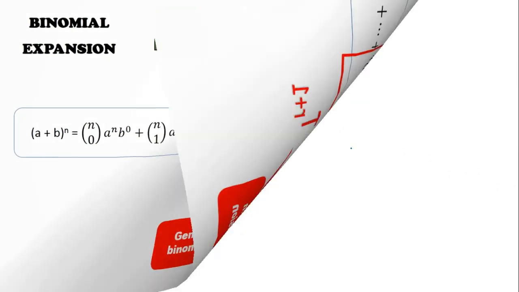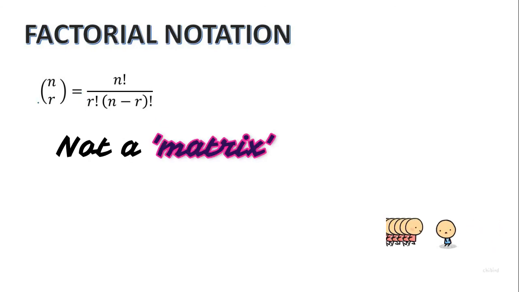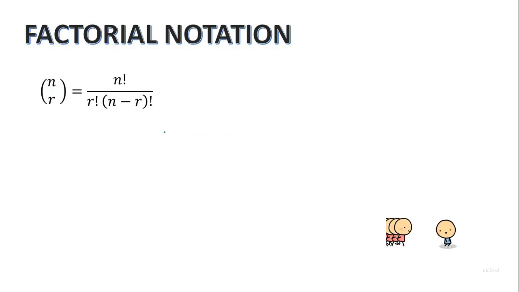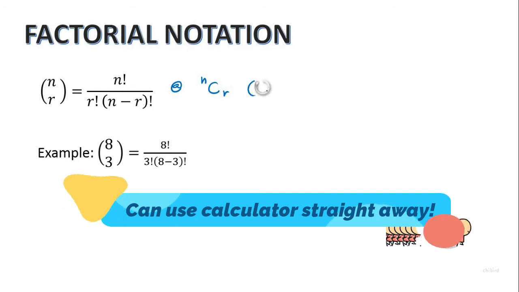Okay, so now we should also understand about the factorial notation. So factorial notation basically is nCr. Beware that this is not a matrix. In fact, that one has its own formula, which is n factorial over r factorial times (n minus r) factorial. Or instead, you could actually use your calculator. It should be nCr inside your calculator, right?